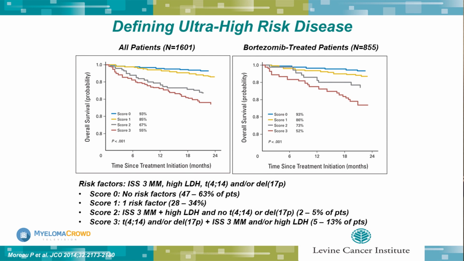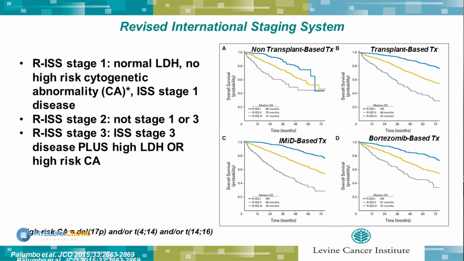So 2 years out, 93% of them are still alive. If you start accumulating a lot of these abnormalities, so you have a 4;14 or a deletion 17p, stage 3 disease or high LDH, those patients didn't do quite as well. And that's what really led to the revised ISS system that we now use, which employs all of these particular markers. Again, LDH, high-risk cytogenetic abnormalities, and ISS stage. So we incorporate all of those to get a better handle of what the prognosis is going to be.